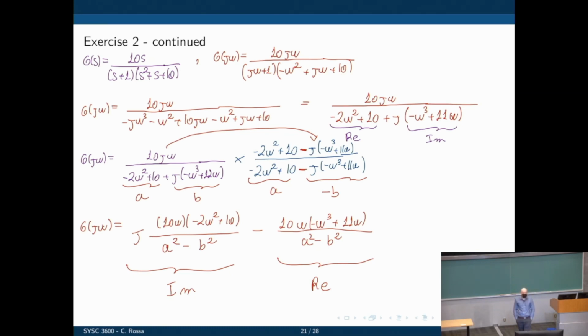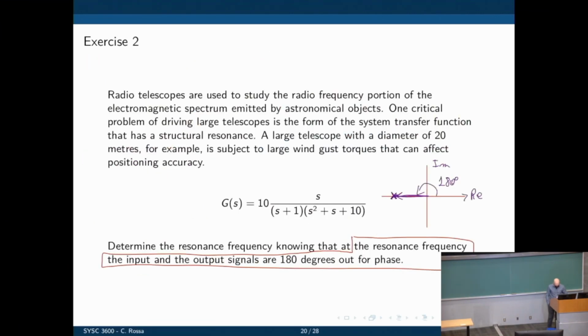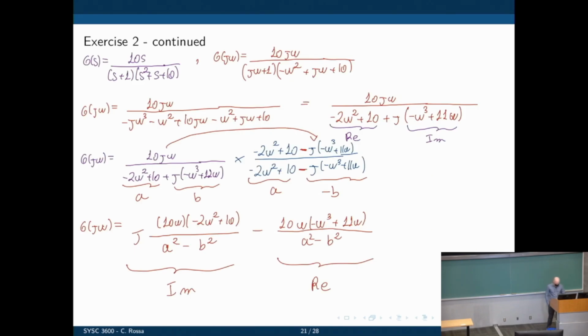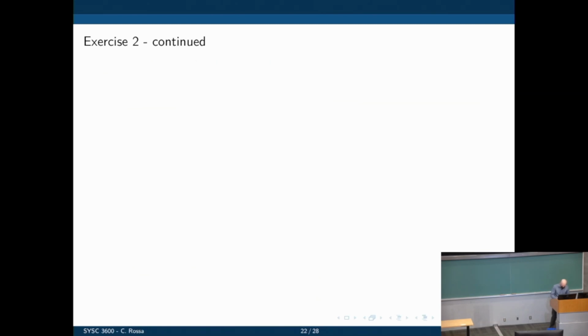And when the phase of the transfer function is 180 degrees, what happens again? The imaginary part is 0. Let's go back to the graph. Sorry, this is stuck again. The graph here, when the phase of the transfer function is 180 degrees, the imaginary part becomes 0. So we can go here, take our transfer function, and set its imaginary part to 0 to find the resonance frequency.